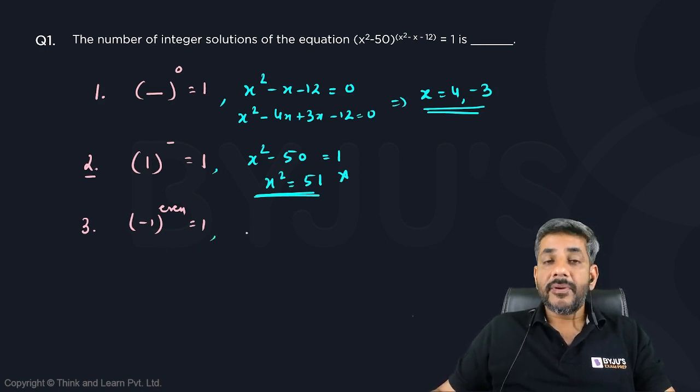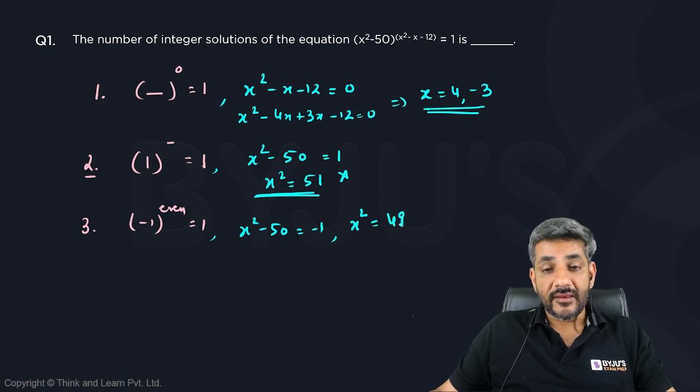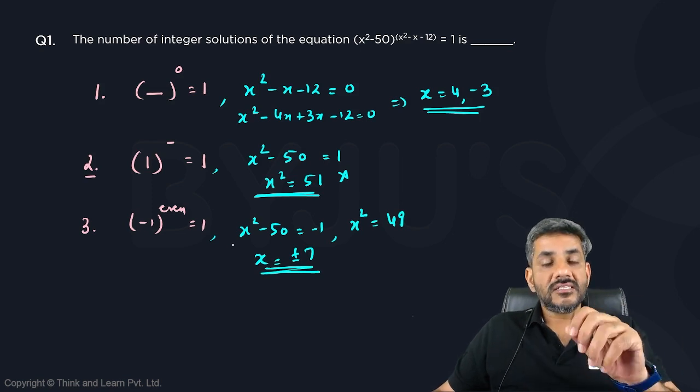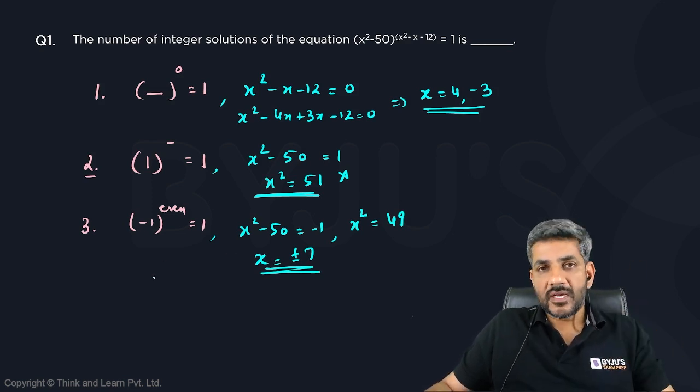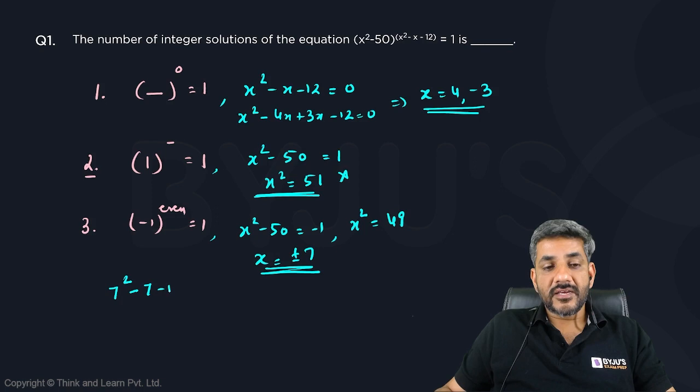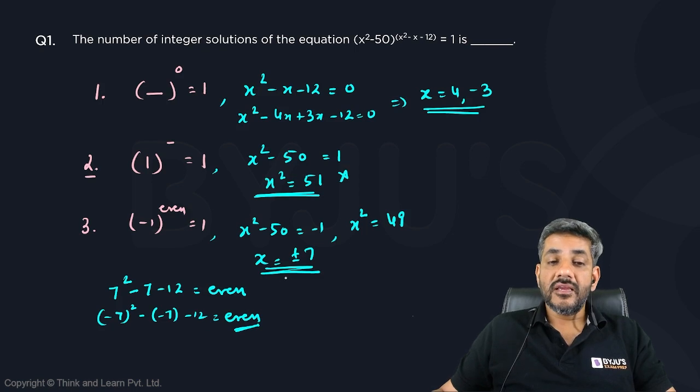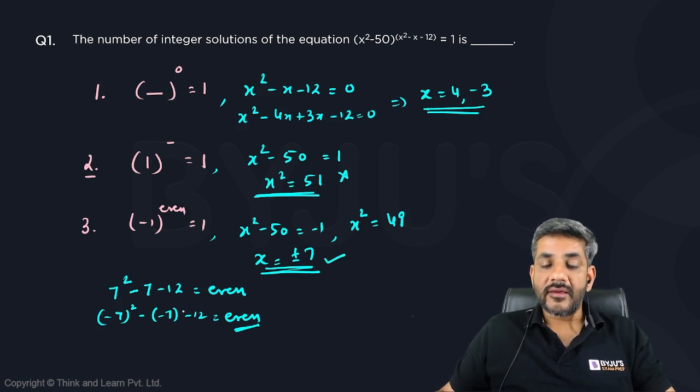In the third case, the base should be −1. So if x² − 50 = −1, that gives me x² = 49. Hence, x can be +7 or −7. But the point is, at +7 and −7, the power should also become even. Let's try that. If I put +7, it will become 7² − 7 − 12, and it is an even number. Similarly, when I put −7, (−7)² − (−7) − 12, this also is an even number. So ultimately, both of these values also provide a value such that the final result is equal to 1.